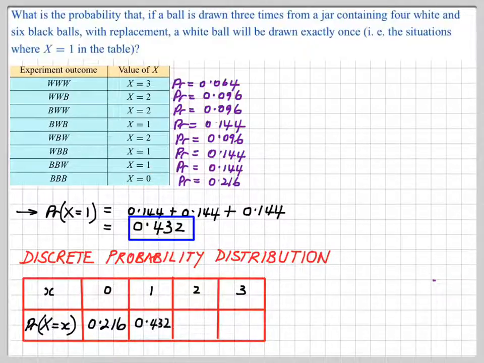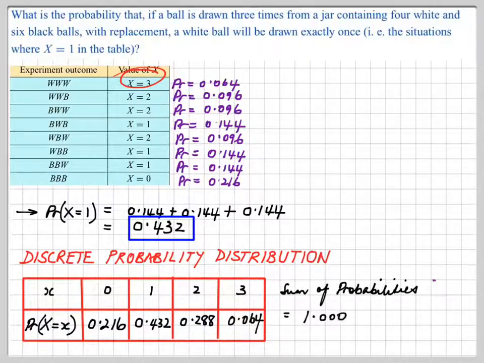When X is 1, that's different. There's how many? Oh, that's what we got above, didn't we? Yeah, that's what we got in the calculation above with the box around it. 0.432. Now let's look for X is 2. Looks like 3 instances, which add up to 0.288. And if X is 3, we've got 1 instance, the very first entry. Okay, and that gets us 0.064. Now, they should add up to 1. It does. How excellent. Big tick for us.